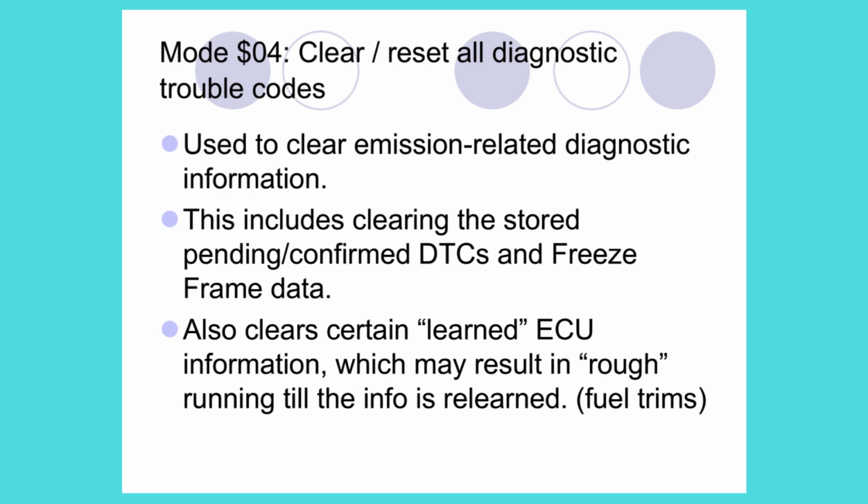Mode 4. Clear or reset all diagnostic trouble codes. This function is used to clear the emission-related diagnostic information from the engine control unit. This includes clearing the stored, pending or confirmed diagnostic trouble codes and the freeze frame data. This clearing also clears certain learned ECU information, which may result in rough running till the info is relearned, for example fuel trims.